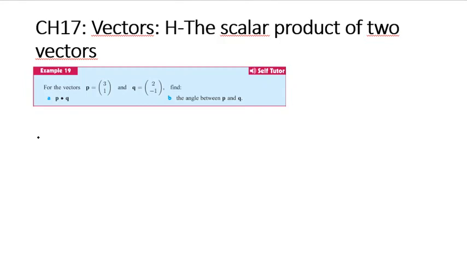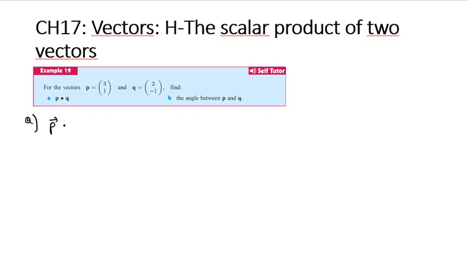In example 19, for the vectors p and q, the components are given. We have to find in A the scalar product and in B the angle between the two vectors. So let's start with A. We have to find the scalar product and the components are given, so we have to use the second method again.